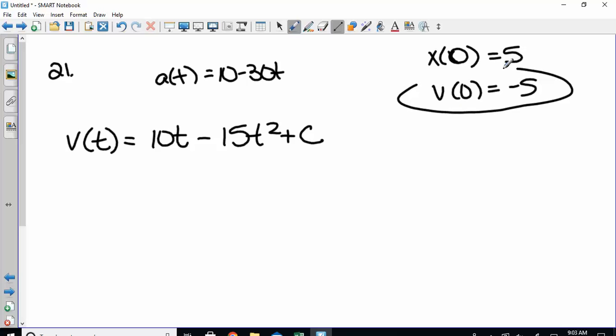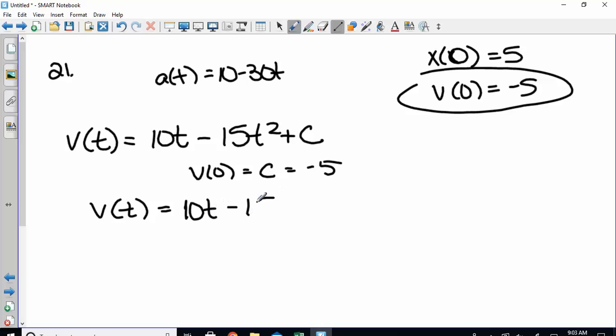That's what this information is for. So V is 0. If we plug in a 0 for everything, that has to equal -5. So my actual velocity function is 10t minus 15t squared minus 5.